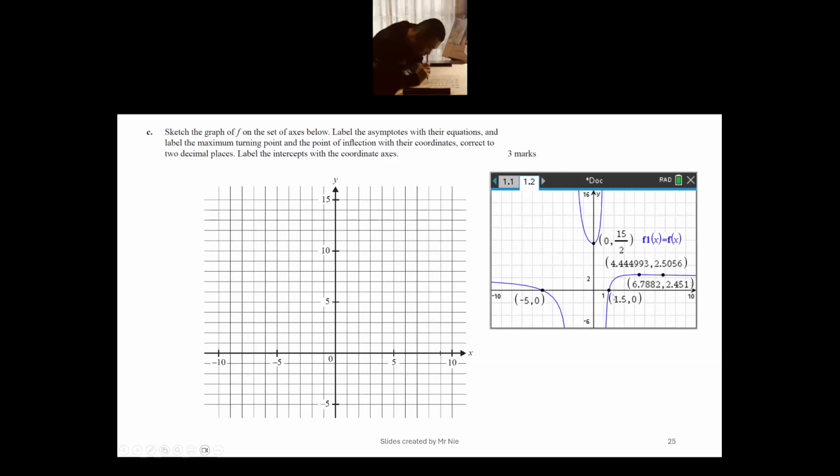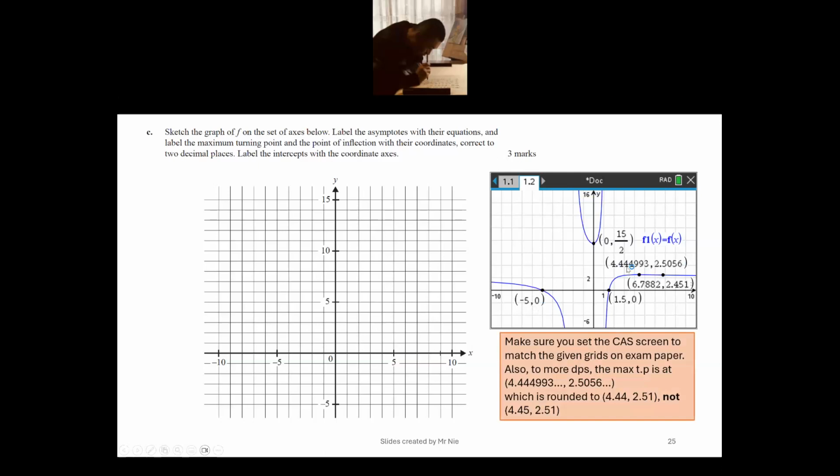And then we can identify the following points. This is the y-intercept and this is the x-intercept. This point is actually a local maximum, and this point, 6.7882, 2.451, is a point of inflection. And on the other side, we also have x equals minus 5, y equals 0.